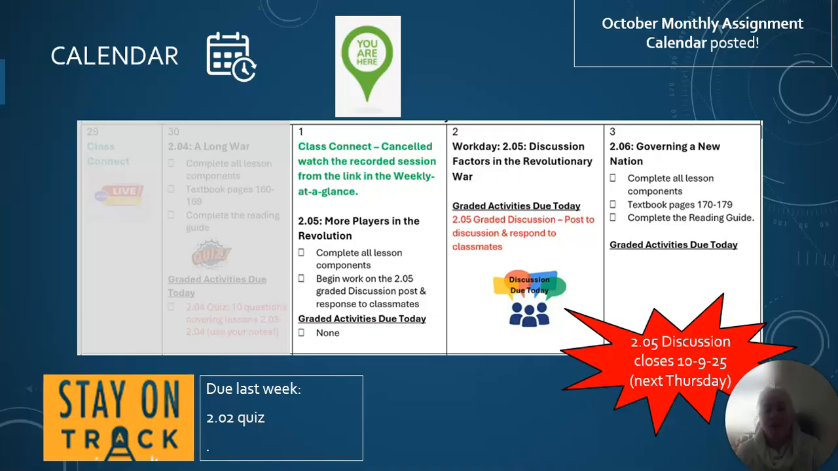Today you're working on that 2.05 lesson, which is giving you good background information to use as you do the 2.05 discussion we talked about on Monday. Remember, the due date for the discussion to have your post done and respond to 3 of your classmates is by the end of the day tomorrow.